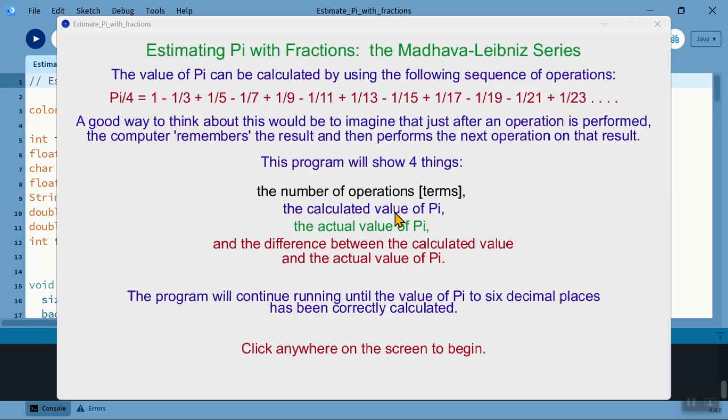The calculated value of pi using this method is in blue, but that is then compared to the actual value of pi, which is in green, and then those are subtracted, and the difference between the calculated value using this formula and the actual value derived from this green thing here is printed out in red. So the program will continue running until the value of pi to 6 decimal places, I thought 6 was quite enough to burden you with, has been correctly calculated, and here we go.